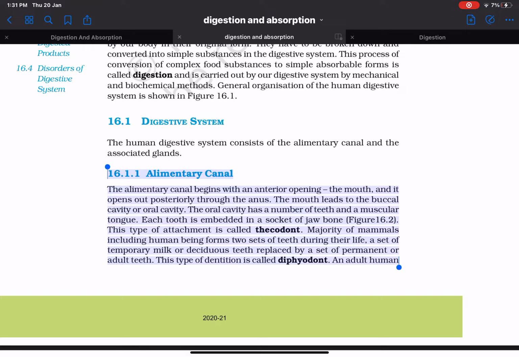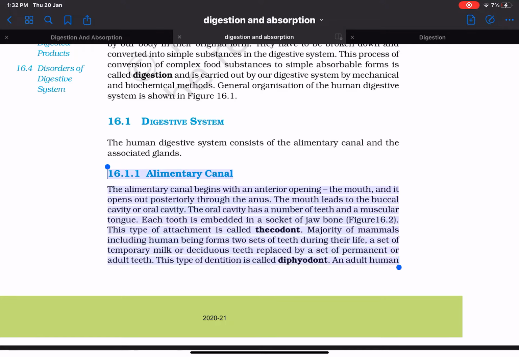The mouth leads to the buccal cavity or oral cavity. The oral cavity has a number of teeth and a muscular tongue. Each tooth is embedded in a socket of jawbone, Figure 16.2. This type of attachment is called thecodont. The majority of mammals including human beings form two sets of teeth during their life. A set of temporary milk or deciduous teeth is replaced by a set of permanent or adult teeth. This type of dentition is called diphyodont.